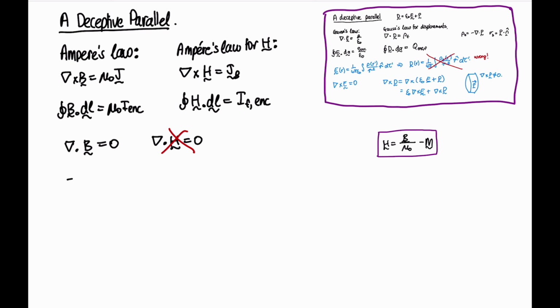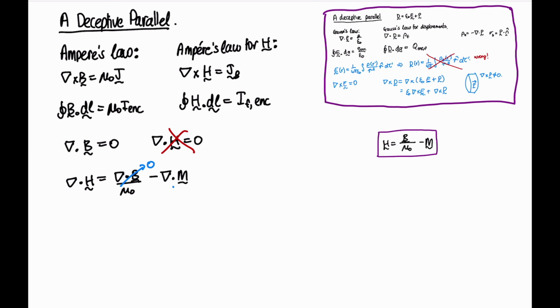Using this in the equation, we know that the divergence of H is equal to the divergence of B over mu naught minus the divergence of the magnetization. And we've said that the divergence of the magnetic field is 0. So this one here does go to 0. But this thing is not necessarily equal to 0. So we can't assume that the divergence of H is equal to 0.